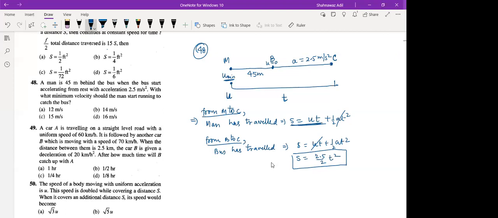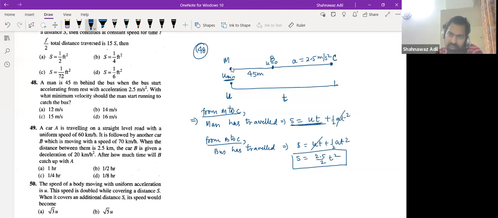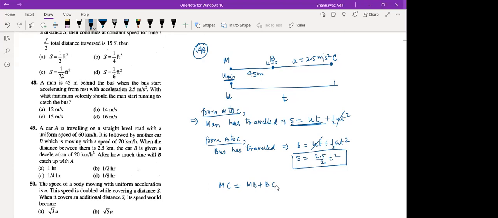Yes, sir. So now to catch the bus, the man has traveled MC, right? And it has to be equal to the distance from the man to the bus plus how much the bus has covered. Is this part clear? Yes, sir. So MC is how much?